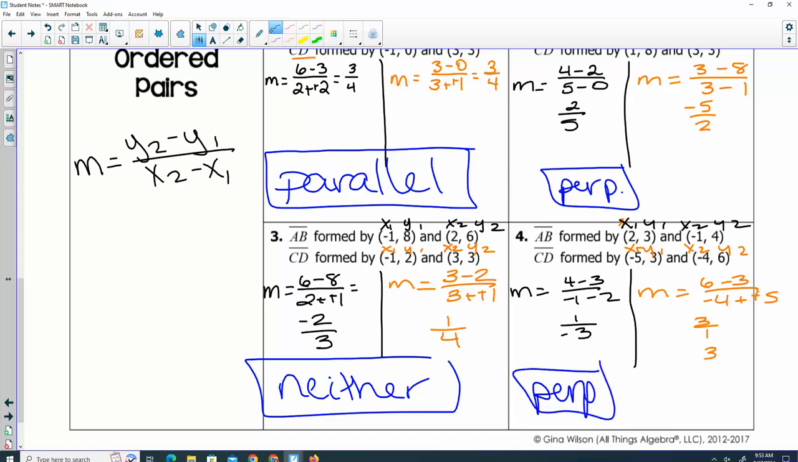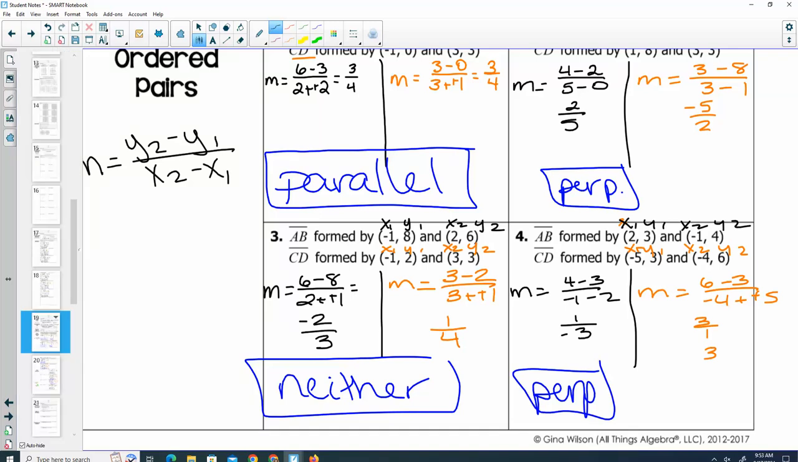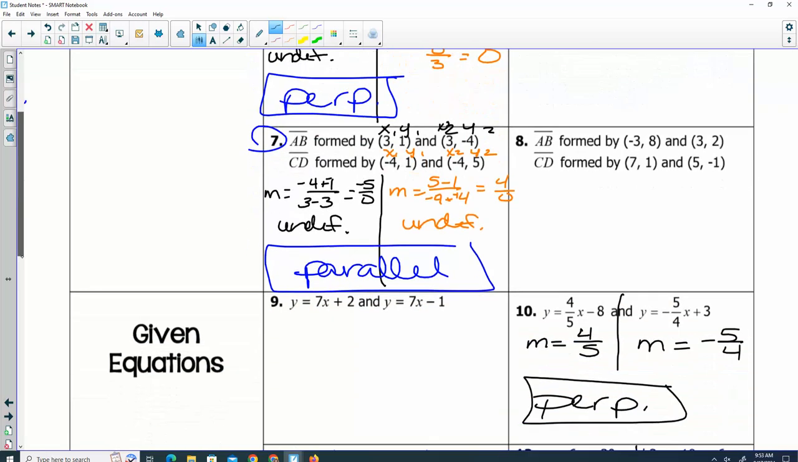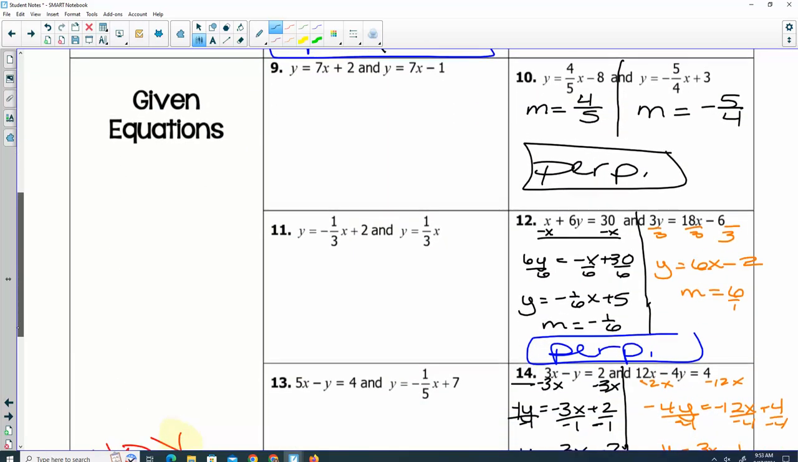Okay, so if I give you the points, we have to find the slope for each line and compare them. We also did some where I gave you the equations instead. So let's take a look at those. So if I look at number 9, sometimes they're nice. If they're written in slope-intercept form, we just have to know the slope of each line. So y equals mx plus b. The m of the first one is 7. M of the second one is, and if they are the same, that means parallel.